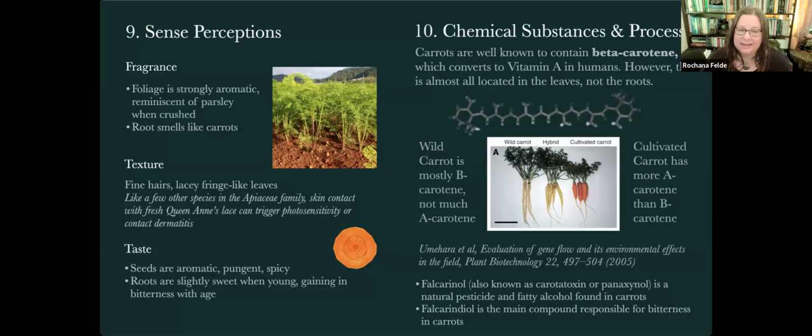In the study, they looked at beta carotene, and they also looked at alpha carotene. And they compared the wild carrot, the hybrid carrot, and the cultivated carrot. The wild carrot has mostly beta carotene, and it's again all in the leaves. And the cultivated carrot had as much carotene, but not beta carotene. It had more of the alpha carotene. So that's just a random fact that's kind of interesting in how the wild versus the cultivated changes.